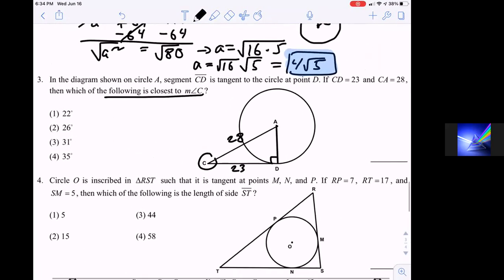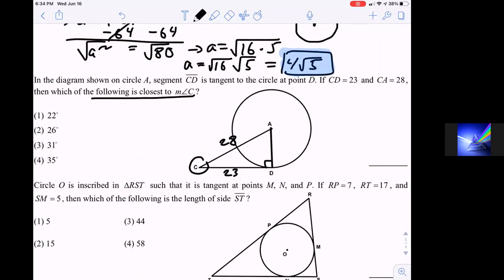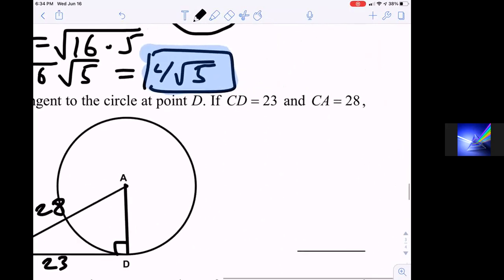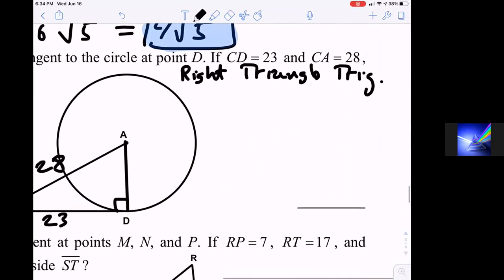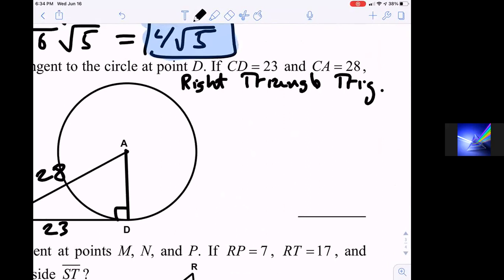Now, to find the missing angle, the concept that relates angles to the sides of a triangle would be right triangle trigonometry. And we had a little acronym that helped us remember the different trigonometry ratios. And it was SOHCAHTOA.